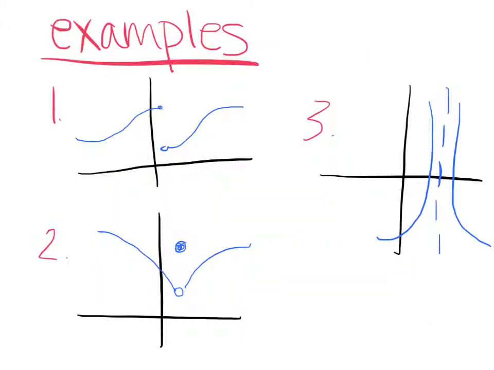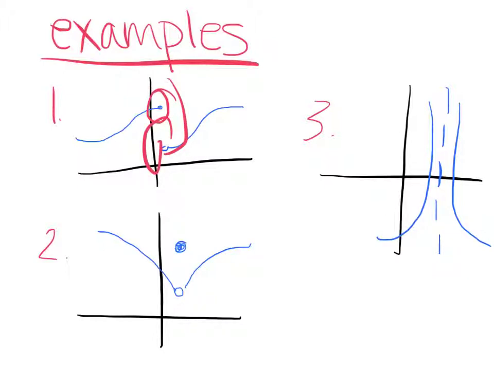Now for some practice examples. Classify the discontinuities of f as removable, jump, or infinite. In the first example, we see that this is not continuous, as there is a hole and a break. But what kind of discontinuity is it? It is a jump because there is a gap between here and here.